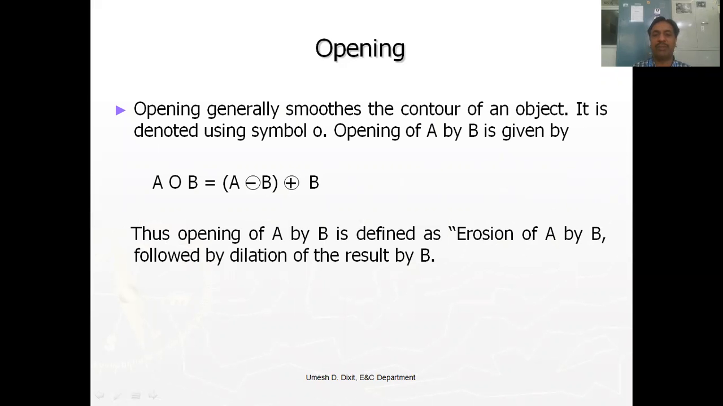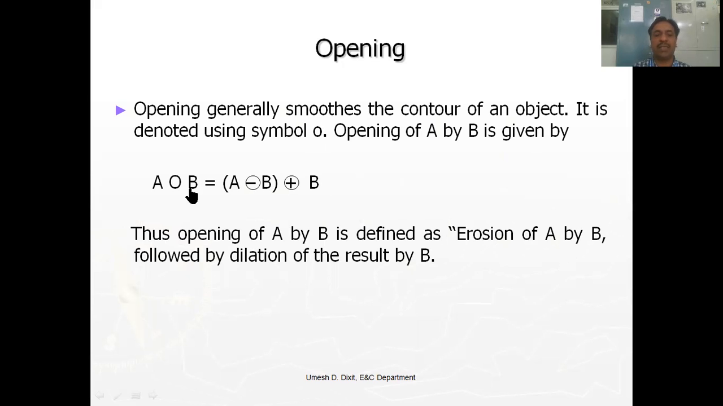First we are going to start with the morphological opening operation. Opening is generally used to smooth the contour of an object. It is denoted by this particular symbol. We use a simple circle to indicate the opening operation. Opening of A by B can be defined by this particular equation. If I write A circle B, it indicates opening of A by B.